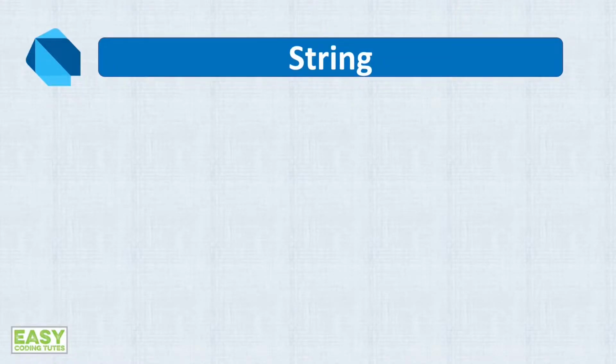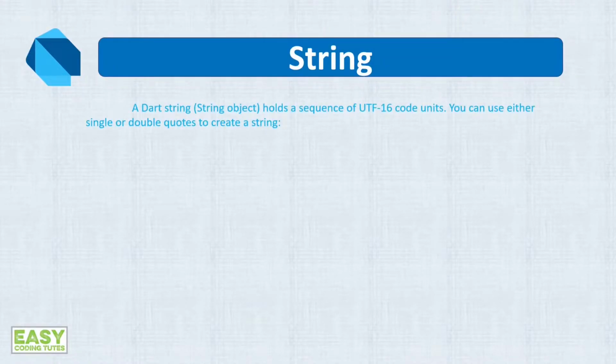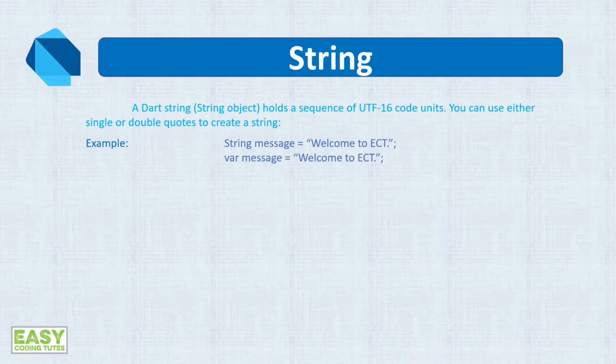Next data type is string. A Dart string holds a sequence of UTF-16 code units. You can use either single or double quotes to create a string. Let's have one example. Here string message is equal to welcome to ECT, or we can write it as var message is equal to welcome to ECT.